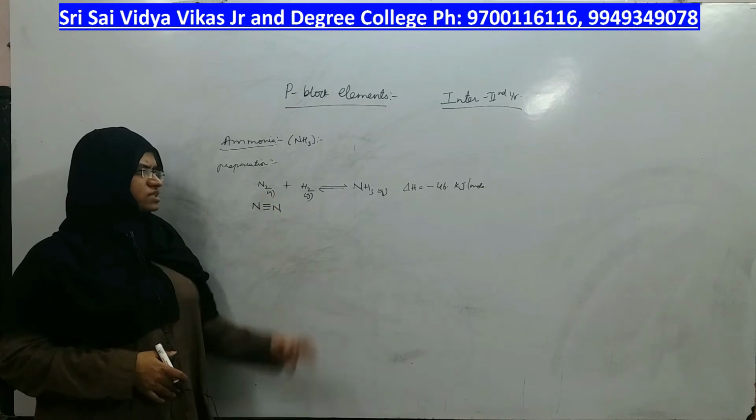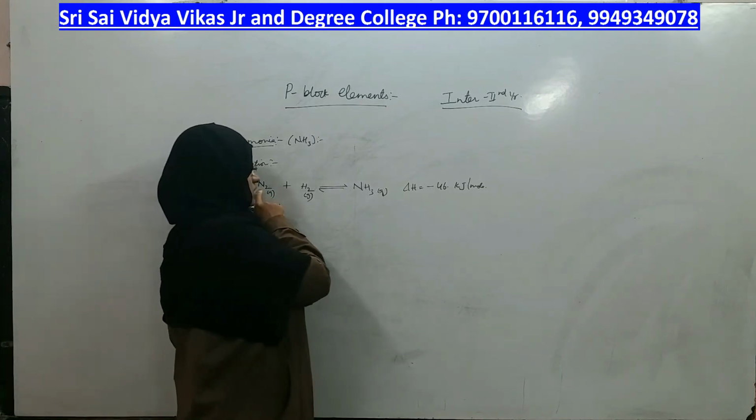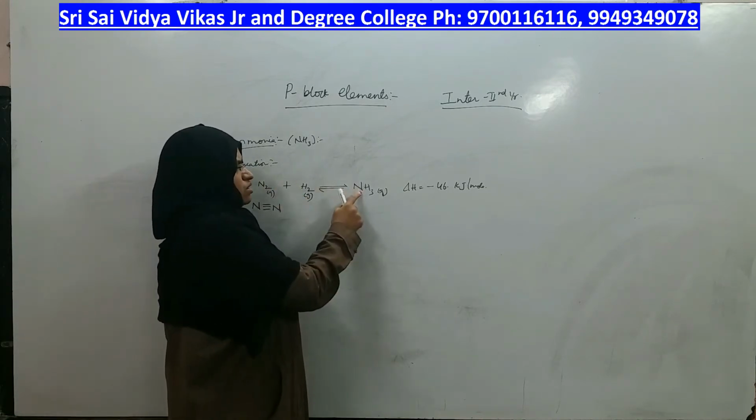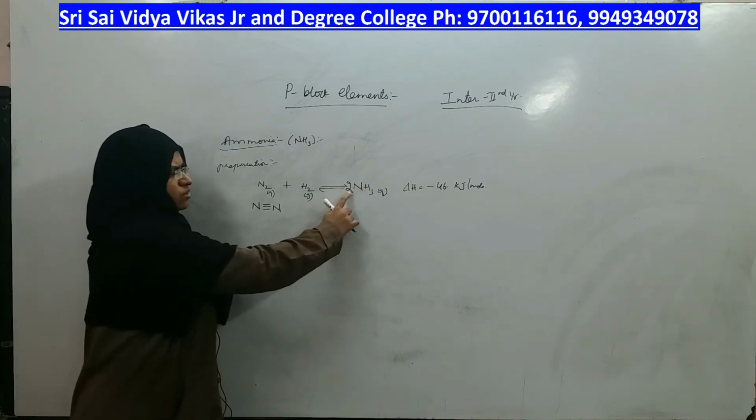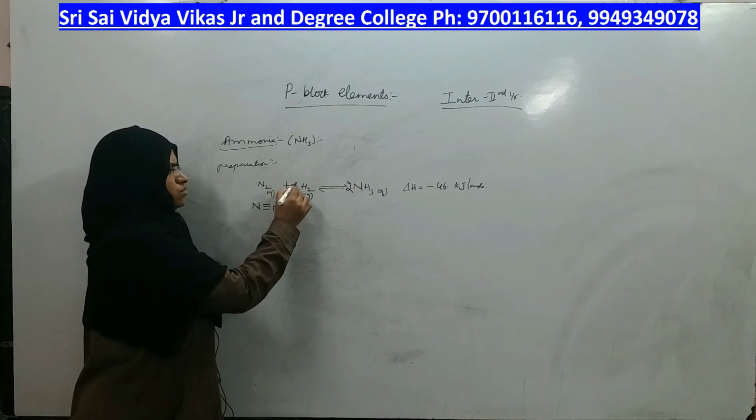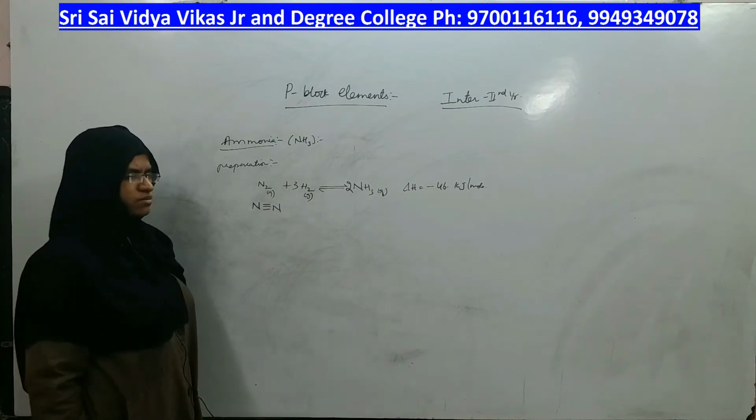So how to balance this? You have 2 nitrogens on one side, so minimum 2 should be here. There is only 1. To make it 2, what do you have to do? Hydrogens are 2, 3 times 2 is 6, but here there is only 2. So you write it as 3. Now is it balanced? Right.